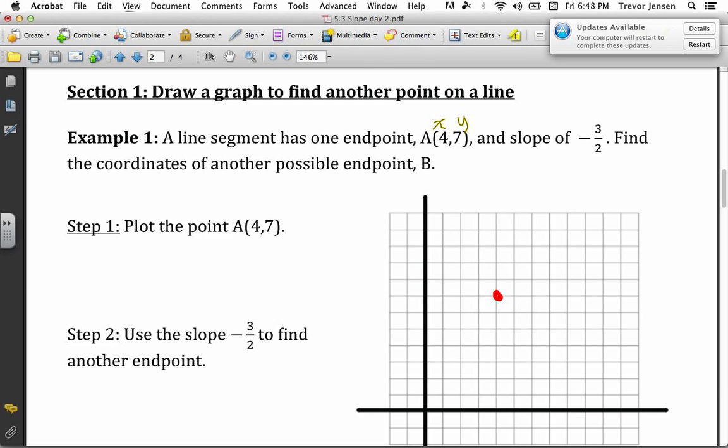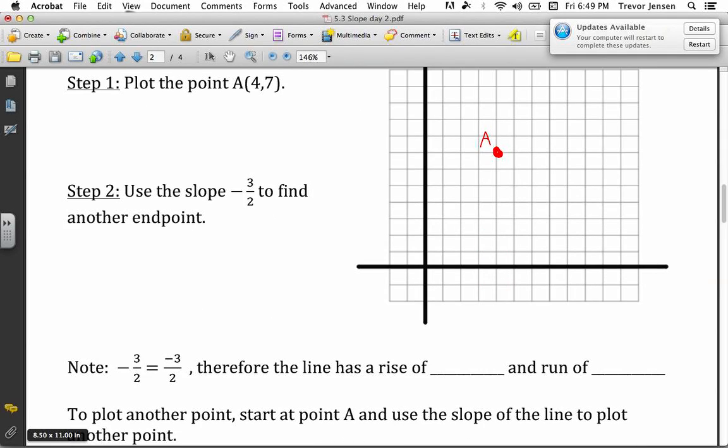Okay, so this is point A right here. So a line segment has that endpoint, and it has a slope of -3/2. I want to find the coordinates of another possible endpoint B. So step number 1 was to plot that point A at 4, 7. I did that. Step 2 is to use my slope of -3/2 to find another endpoint.